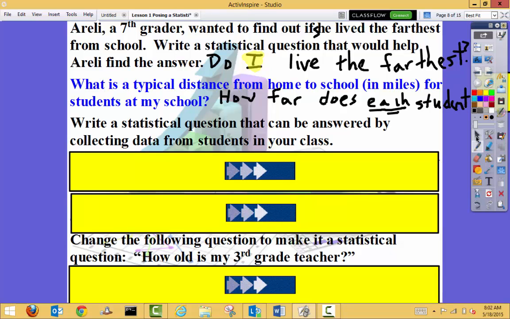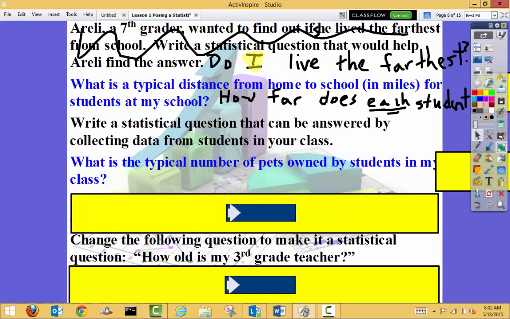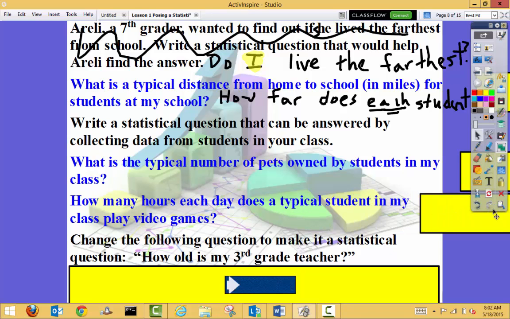So here, my next part is write a statistical question that can be answered by collecting data from students in your class. So it's not focusing on this problem up here. I want you to think of any statistical question. What could we ask our students? Here's one possible answer. What is the typical number of pets owned by students in my class? Here's another one. How many hours each day does a typical student in my class play video games? See if you can write your own statistical question.